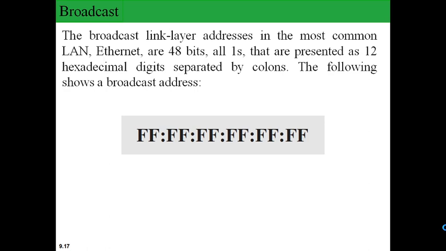Broadcast address. Some link layer protocols define a broadcast address. Broadcasting means one-to-all communication. A frame with a broadcast destination address is sent to all entities in the link. It is also most common in LAN and Ethernet, and it is 48 bits, all ones, represented as 12 hexadecimal digits separated by colons. The following is the broadcast address. In the next session, we will see the address resolution protocol.